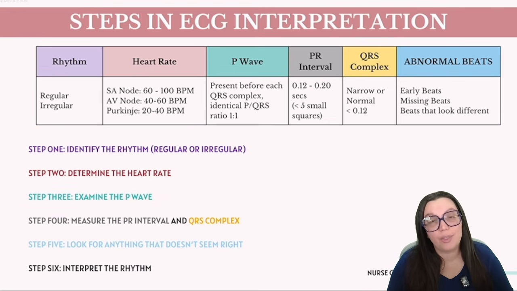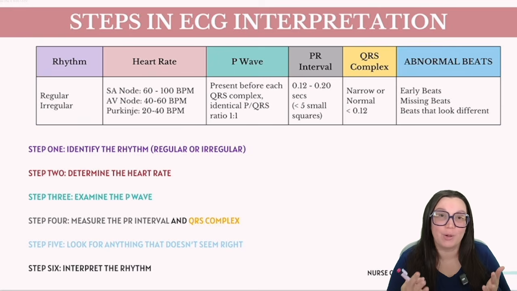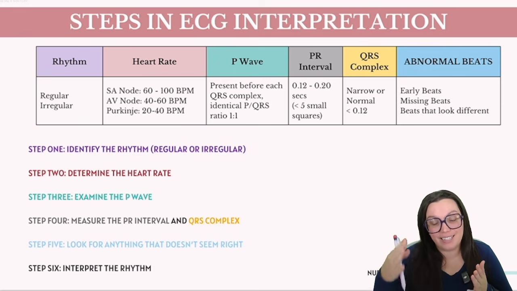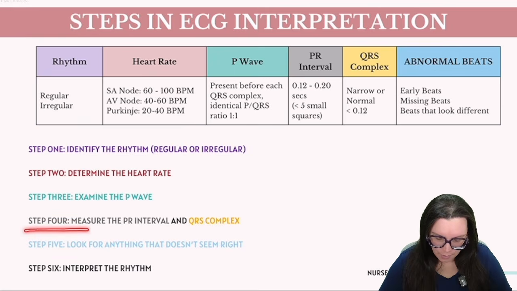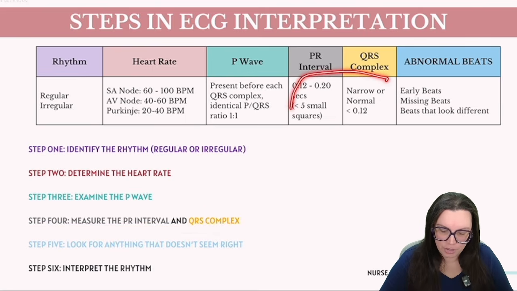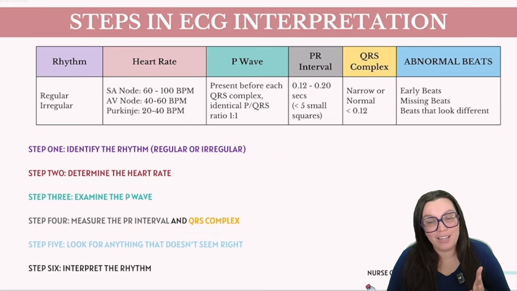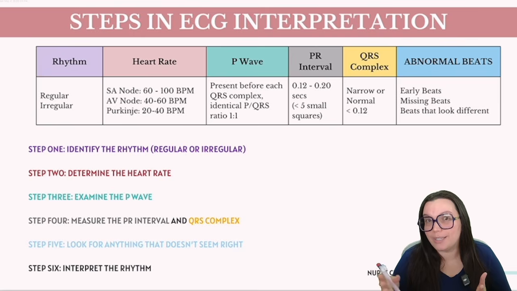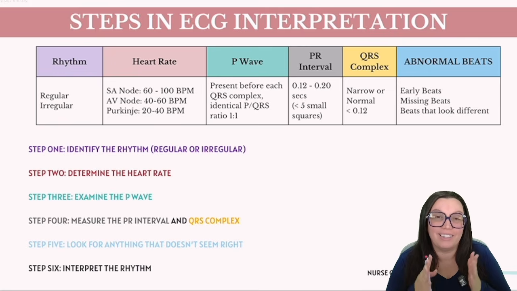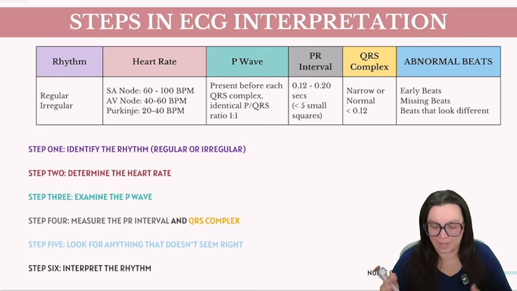We want to make sure that we have a P wave for every QRS complex and it has that nice upright shape. Step 4, we want to measure the PR interval and the QRS complex to make sure that these are within normal. As you know, a PR interval should be between 0.12 to 0.2 seconds, and our QRS complex should be narrow and normal, less than 0.12.